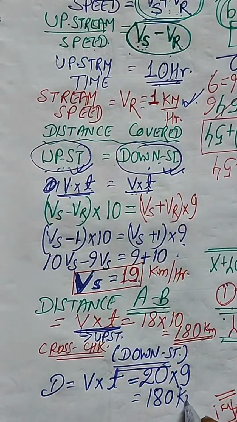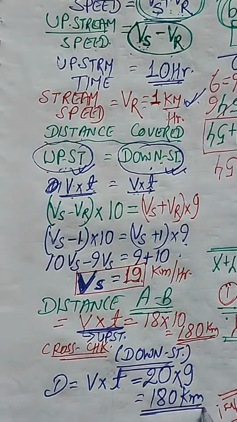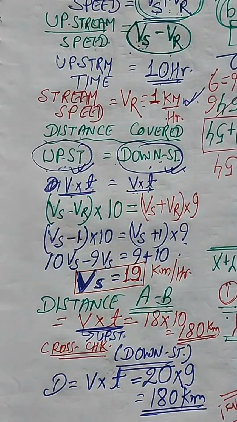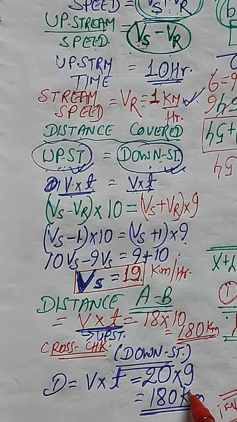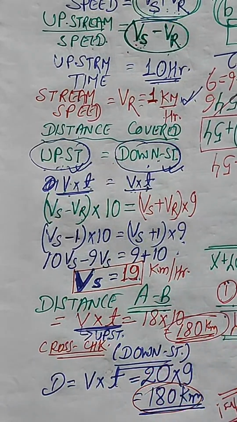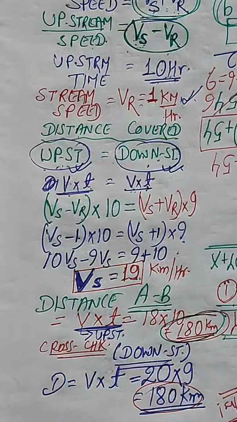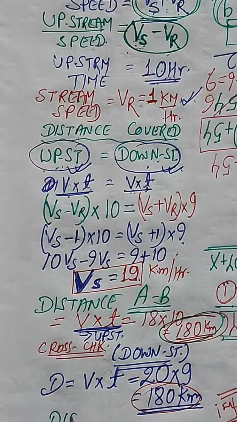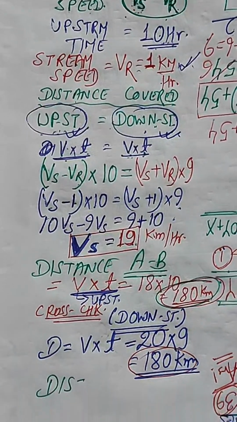So whether you consider the upstream velocity and time, or the downstream velocity and time, both will give you 180 kilometer. You can see here 180 kilometer. So 180 kilometer is the distance between the ports.